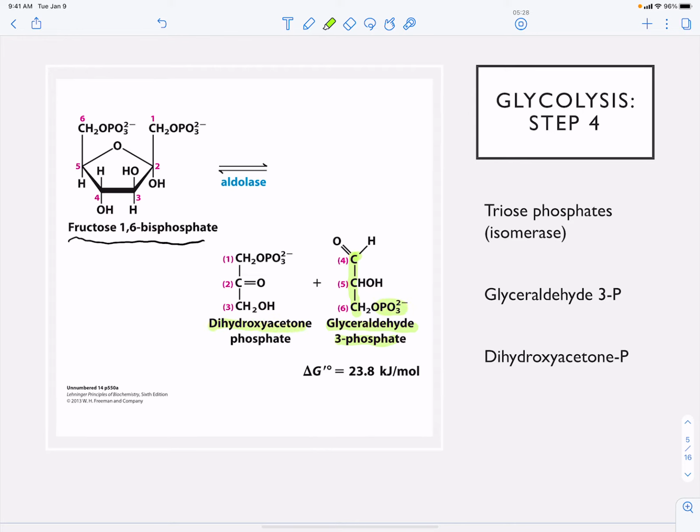and a dihydroxyacetone phosphate. Again, 3 carbons, and this one had the phosphate on the 1 position. So this is DHAP, and this is glyceraldehyde 3-phosphate. It's glyceraldehyde 3-phosphate that would continue in glycolysis. The DHAP has to become glyceraldehyde 3-phosphate, and then it too can continue into glycolysis.